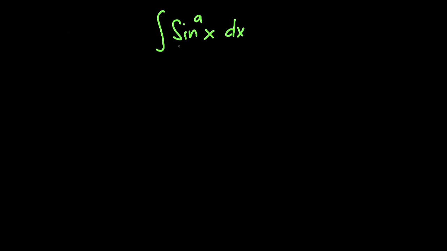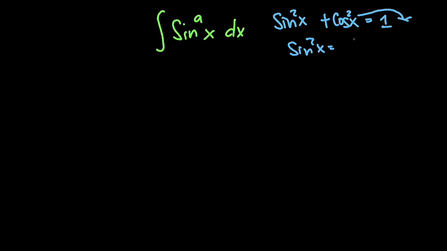Let us evaluate the integral of sine to the power of 9 of x. When dealing with an integral of sine or cosine and your exponent is an odd number, this should be the trigonometric identity that you would want to use, which is sine squared of x plus cosine squared of x equal to 1. Since what we have in the problem is sine, we would want to isolate this one. So transposing cosine squared of x to the other side, this would be sine squared of x equal to 1 minus cosine squared of x.